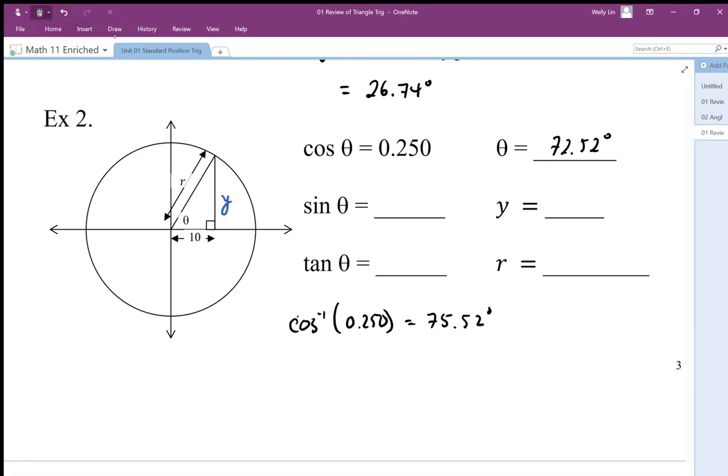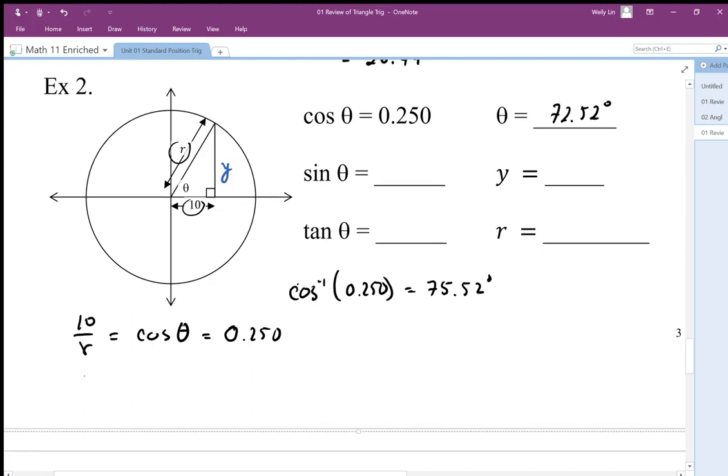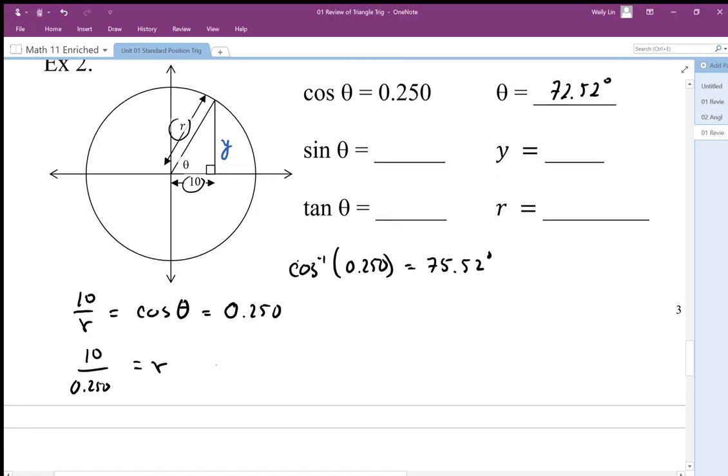We're going to start with the radius, because with the radius, we can use these two sides and say that 10 divided by r is equal to the cosine ratio, which is equal to 0.250. If we solve for r, I have my equation, 10 divided by 0.250 is equal to r when I cross multiply that. So I get an r value that's equal to 40. So my r is 40, and I'm going to use that to calculate my y value.